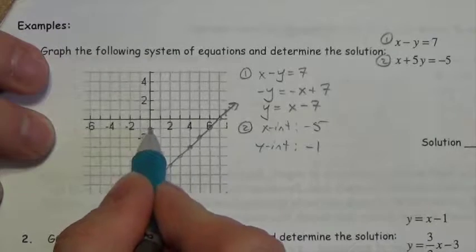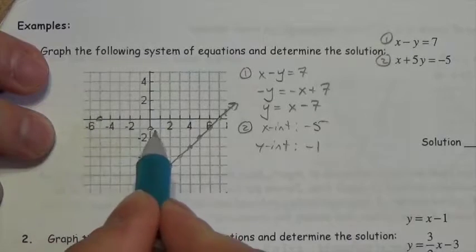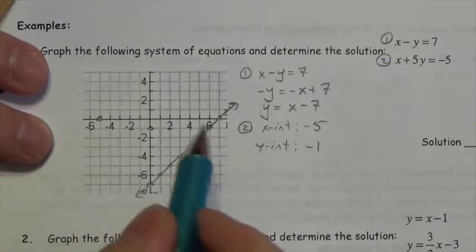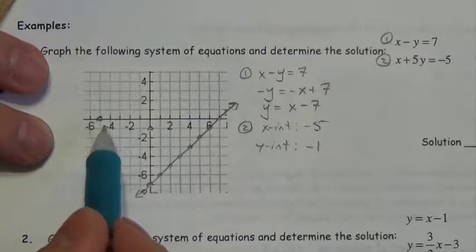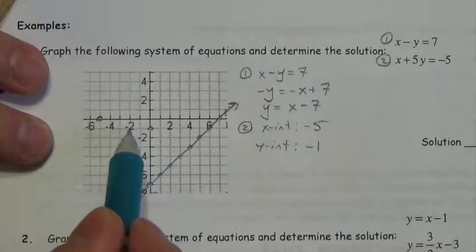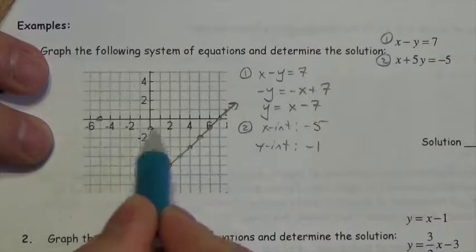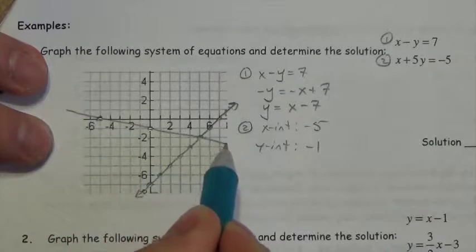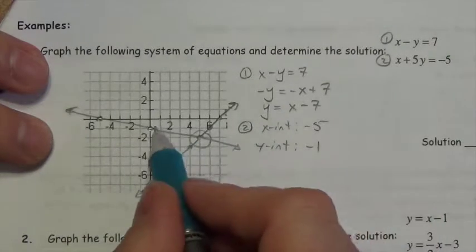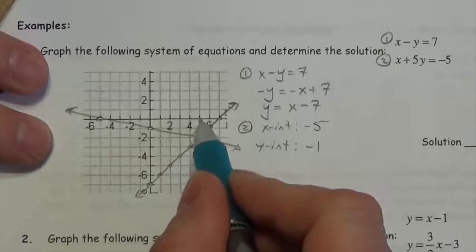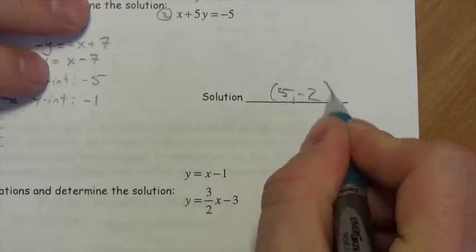So what that will look like: an x-intercept of negative 5, so it's right here, and a y-intercept here of negative 1. Now, in terms of my slope, I go down 1 over 1, 2, 3, 4, 5. Oh, look at that. That goes right on top of that point that I've already highlighted. That's the point of intersection. So I just have to read off the coordinates now: 1, 2, 3, 4, 5, and 1, 2. So (5, -2) is the solution.